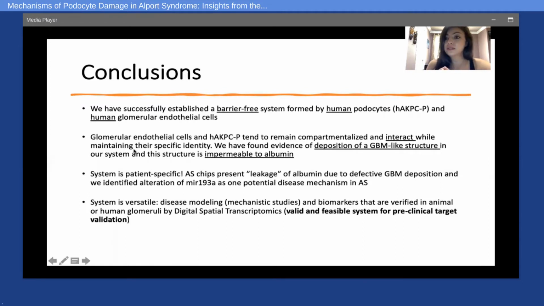The chips could be patient specific, and we could see that in Alport patients, the chips do leak. We've also identified miR-193a as a potential target to treat Alport disease. And the system is versatile. So we could do disease modeling, we could do biomarkers, and we could further verify this data in animal studies and also using digital spatial transcriptomics.